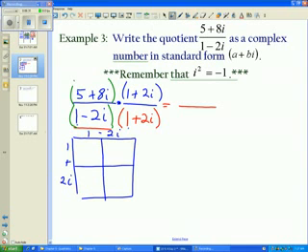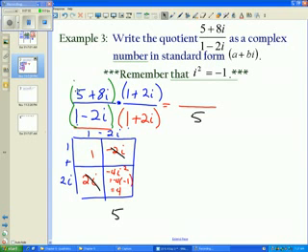Draw my box. 1 times 1 is 1. 1 times negative 2i is negative 2i. 1 times 2i is 2i. Negative 2i times 2i is negative 4i squared, which is negative 4 times negative 1, which is 4. The 2i's cancel, and I'm left with 5. So my denominator is 5.